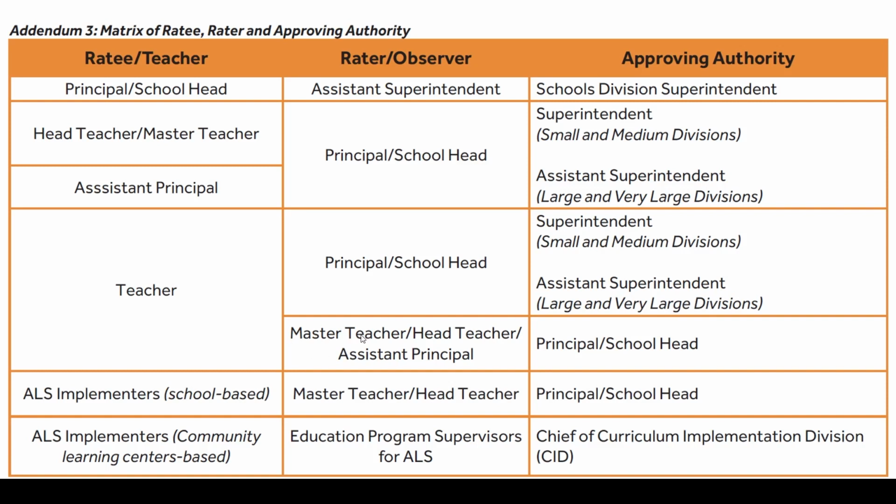And take note, if you have a master teacher in your school or a head teacher or assistant principal, then that person will be your rater. And the approving authority is the principal or the school head. But there is a caveat on this. Your superintendent or your division office might require you to have the signature of the superintendent or any third level official, or the assistant superintendent, because there are times that the CSC will actually require the signature of the division office just to ensure the validity of the IPCRF. This is usually true when you need to submit your IPCRF for promotion or for reclassification. So just take note of that.